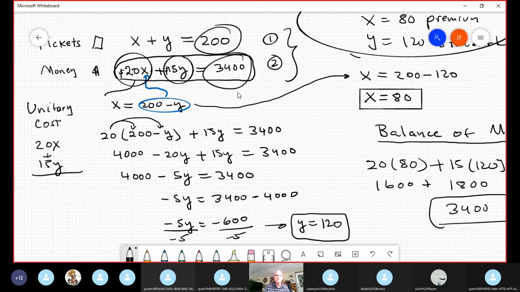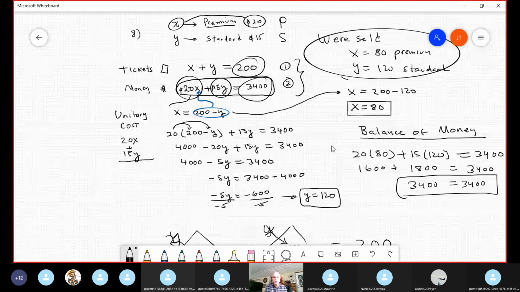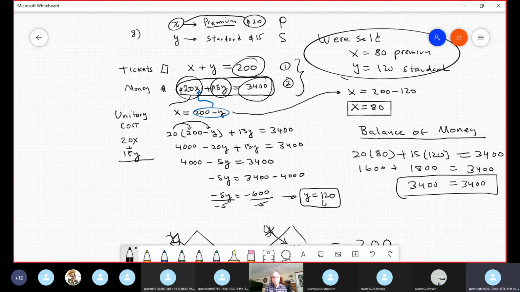Total money and total tickets. And using a linear system of equations, you figure out how many premium tickets and how many standard tickets. More clear? Yes, or confusing? Yes.